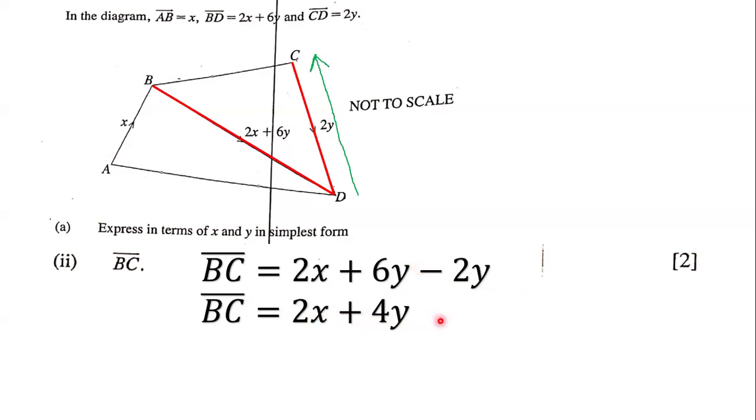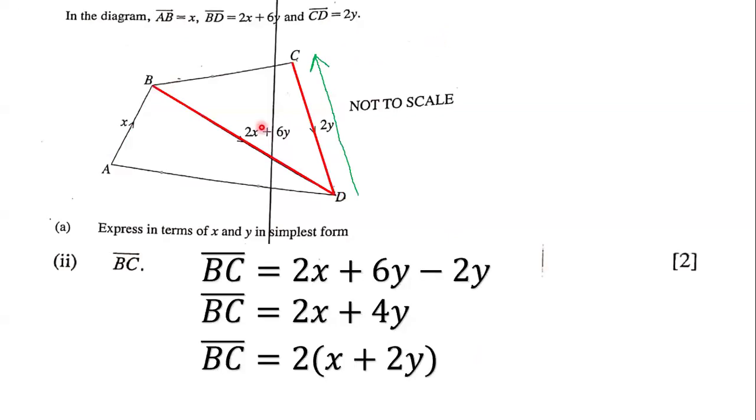We can factor out the 2. And so we have 2 on the outside, and then on the inside, we have x plus 2y. So we have 2 times x, which is 2x, and we have 2 times 2y, which is 4y. And so that's what BC is. BC is 2 multiplied by x plus 2y.